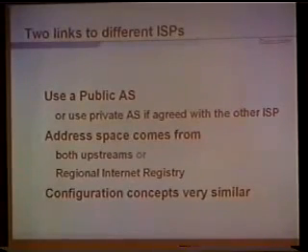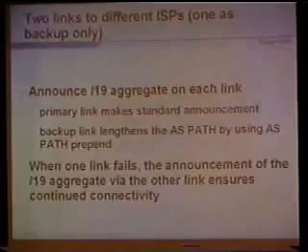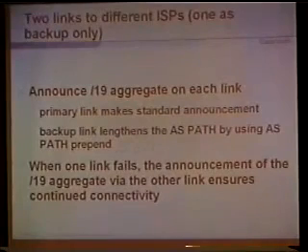Concepts are actually quite similar. So let's have a look, we'll go through these again. So this one's the primary link and the backup link. Again, always announce the /19 aggregate. Keep announcing the /19 aggregate. The primary link is just going to make a standard announcement. The backup link, well, we're going to use AS path prepend for this. Okay? We can't use metrics because it's going to different ISPs. So we use AS path prepend.